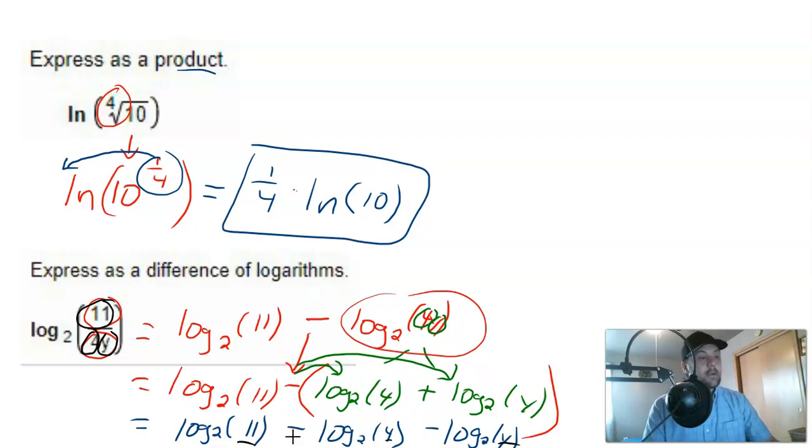4 was from the denominator, so its logarithm is negative. Y was from the denominator, so its logarithm is also negative. And that way we can just jump right to here instead of having to do it one thing at a time.